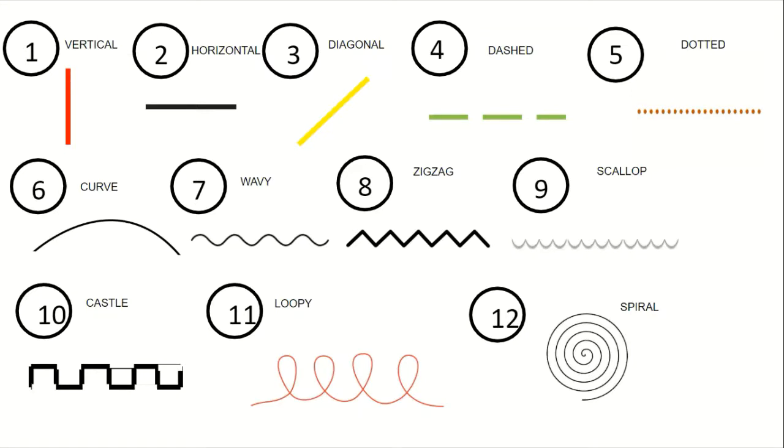So we're about to go through these lines and I want you guys to call out what the line is when you see it, okay? What line do you think this is? If you said vertical, you are correct. What line is this? If you said horizontal, you are correct. This one is slanted. What kind of line is slanted? If you said diagonal, you are correct.